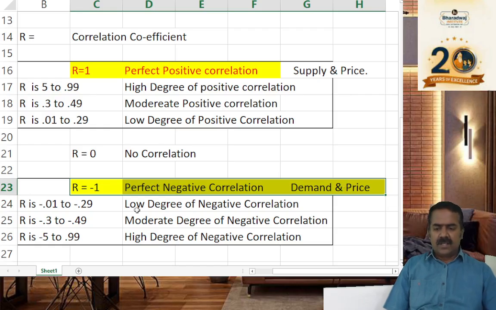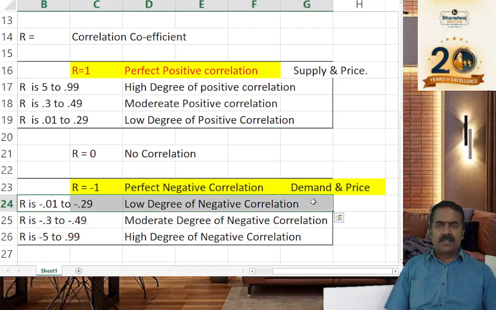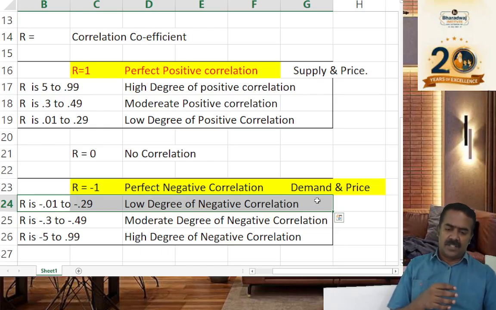Perfect negative correlation: if the price moves up by 10%, demand comes down by what? 10%. Okay, sir. Price moves up by 10%, but demand comes down only by 1%. Huh? That is called as what? Low degree of negative correlation.